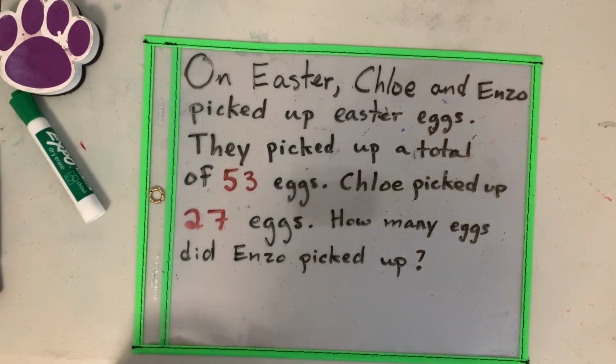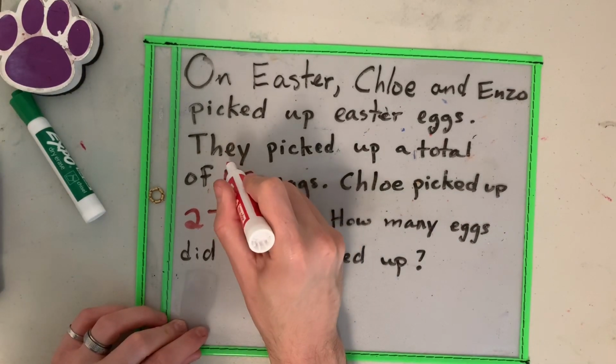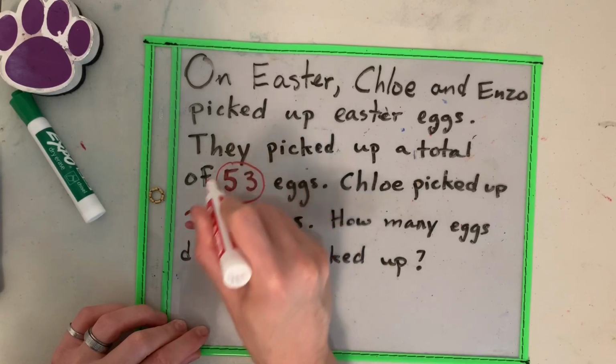So, if you can see here, we have two numbers. So we're doing the first part. We're going to circle the numbers. I'm going to use the color red. So I'm circling 53 and 27.